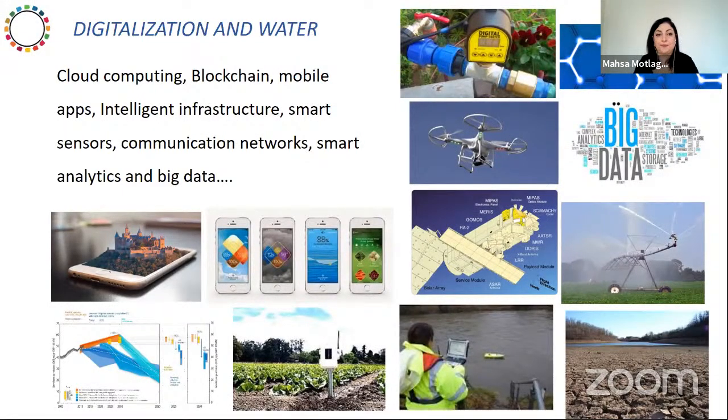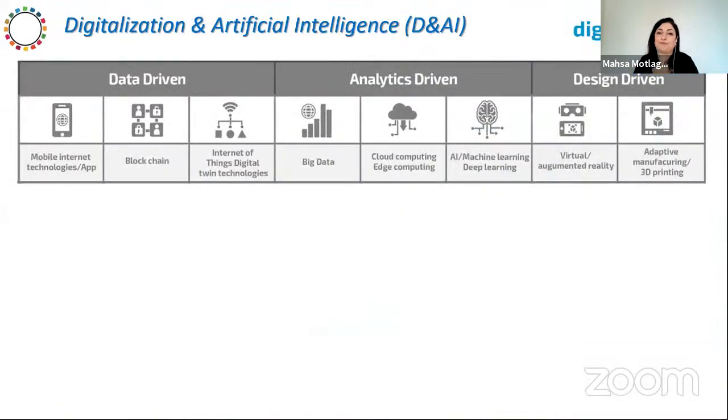Well, for doing that in our project, we try to understand first what those technologies are out there. So we categorize them into data-driven, analytics-driven, and design-driven technologies. When we talk about mobile applications, blockchain, Internet of Things, and twin technologies, we talk about data-driven devices and technologies. When we talk about big data, cloud computing, artificial intelligence, machine learning, and deep learning, we talk about analytics.